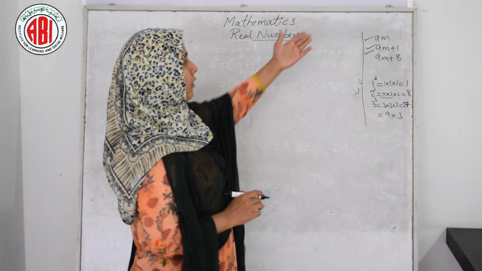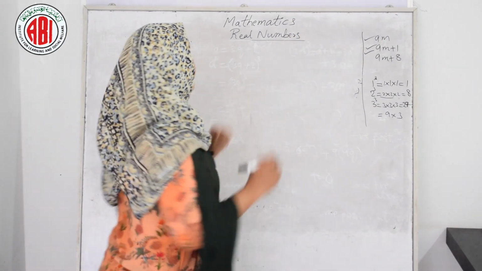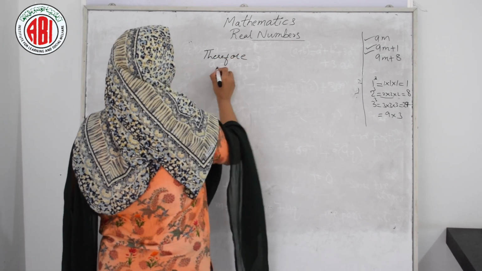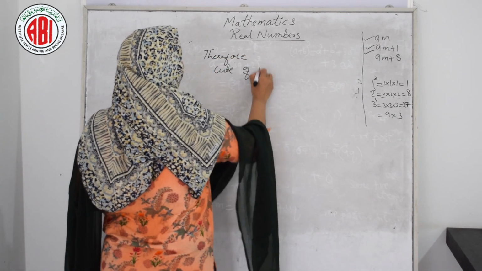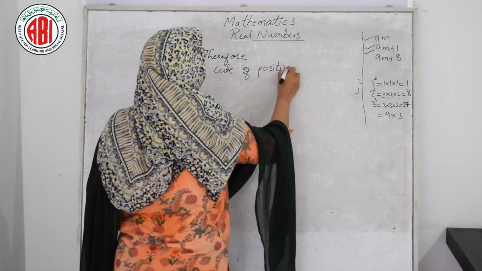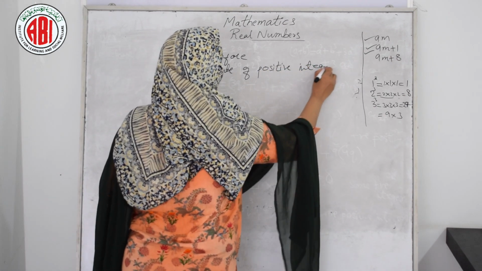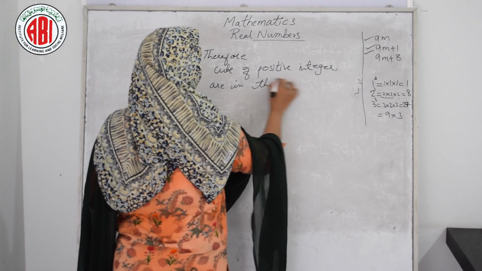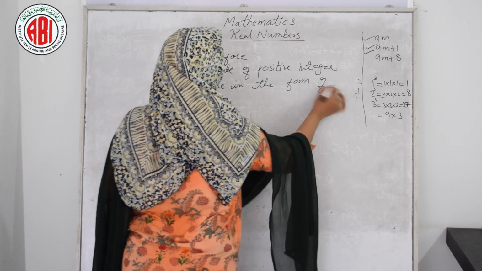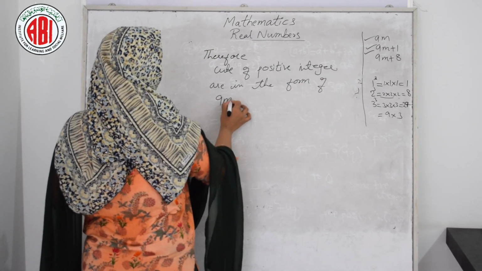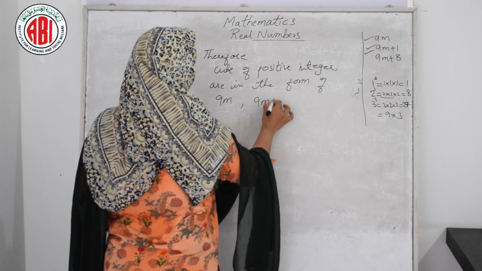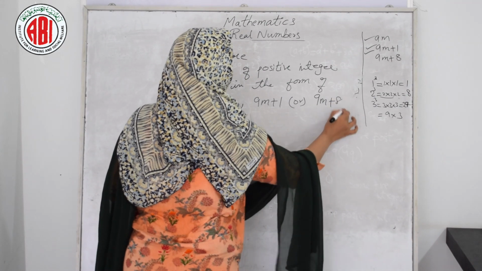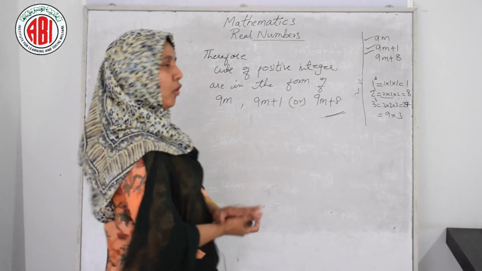So as we got the cube of a positive integer in this form, therefore the cubes of positive integers are in the form of 9m or 9m plus 1 or 9m plus 8. So this is the answer. Hope you have understood.